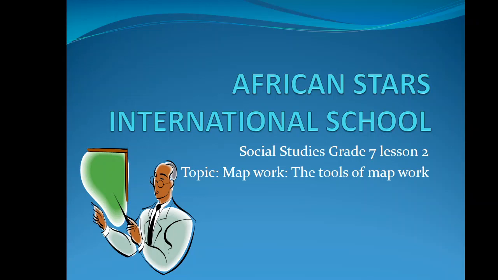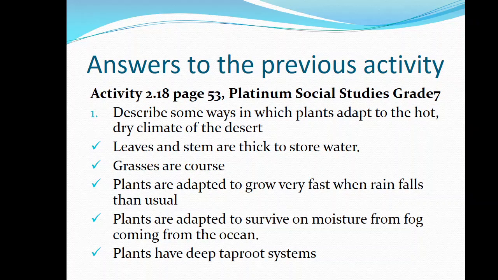Our today's topic is the tools of map work, which is map work. So today we are starting with a revision of what we've covered since January. Before we start with our lesson, let us look at the answers to the previous activity. It was on page 53 in your Platinum Social Studies grade 7, activity 2.18. Describe some ways in which plants adapt to the hot, dry climate of the desert.